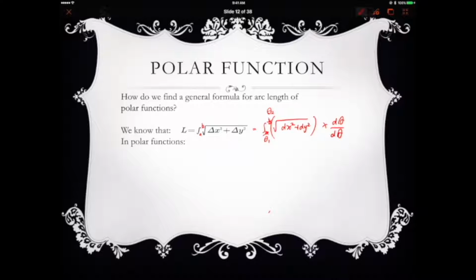We also know that in a polar coordinate system, x is equal to r cosine theta and y is equal to r sine theta. Taking the derivatives of each, we get that dx is equal to dr cosine theta minus r sine theta d theta, and dy is equal to dr sine theta plus r cosine theta d theta.